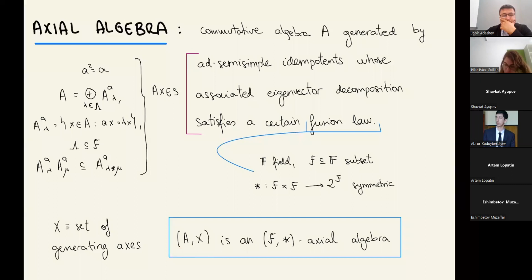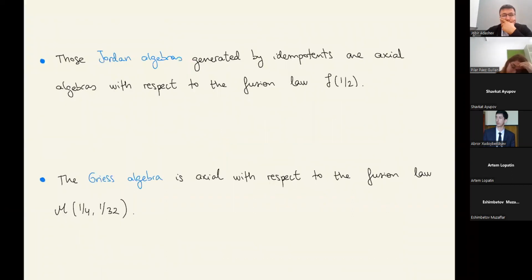Okay, so these are the objects of study. A couple of examples are the examples that we saw before. Not all Jordan algebras are generated by idempotents, but the ones that are, are for sure axial algebras with respect to the fusion law of Jordan type 1/2, and the Griess algebra is also axial with respect to the fusion law that we saw before of Monster type, where the parameters are 1/4 and 1/32.